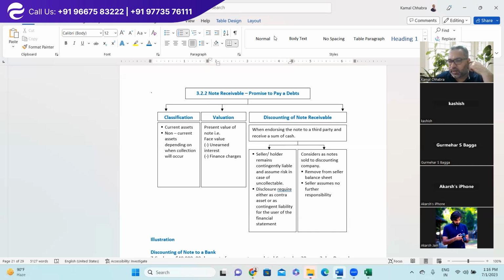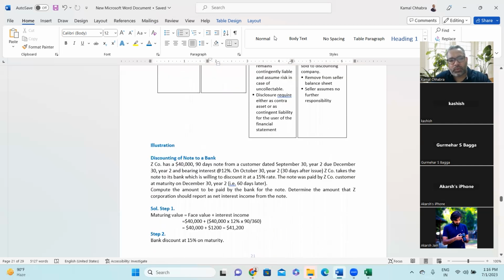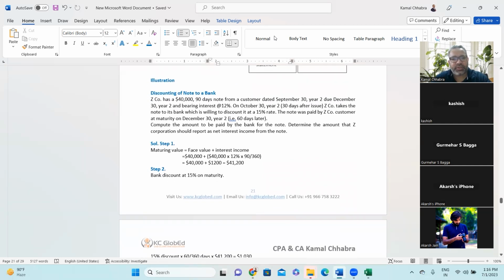Discounting of note receivable, when endorsing the note to a third party and receiving a sum of cash. First one is seller or holder remains the contingent liability and assumes the risk in case of uncollectible. Then disclosure is required as a contra asset or as a contingent liability for the user of the financial statement. Second treatment would be considering it as a note sold to the discounting company and removed from the seller's balance sheet, and seller assumes no further responsibility. This is similar to factoring position. Right? Any doubt here? No, sir. Okay, let's do an illustration.